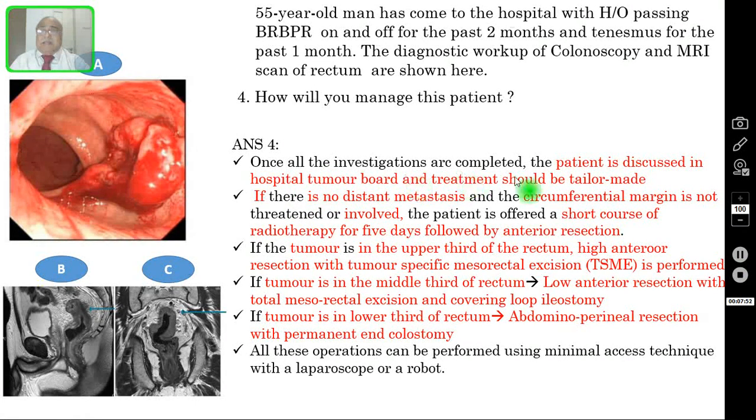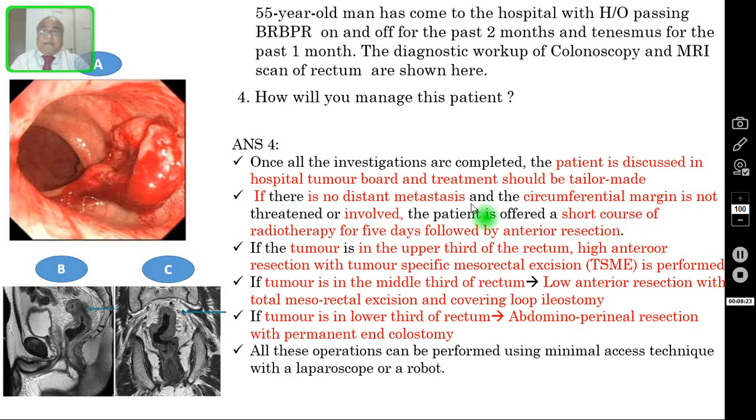All the investigations are completed. The patient is discussed in the hospital tumor board and treatment should be tailor-made. It is not the same for all patients. All cancer patients, you have to tailor-make this treatment, and this treatment should be decided by the tumor board, which consists of a surgical, medical and radiation oncologist and a pathologist.